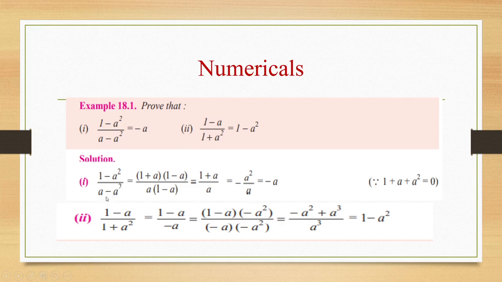(1 minus a squared) by (a minus a squared) can be written as, see, this is in the form of a squared minus b squared. A squared minus b squared can be written as (a plus b) into (a minus b). That is, a is 1 here, b is a. So (1 plus a) into (1 minus a) divided by a, where a common we can take here, and it is becoming 1 minus a. So 1 minus a gets cancelled, remaining is (1 plus a) by a.